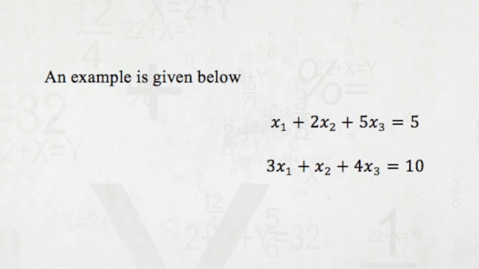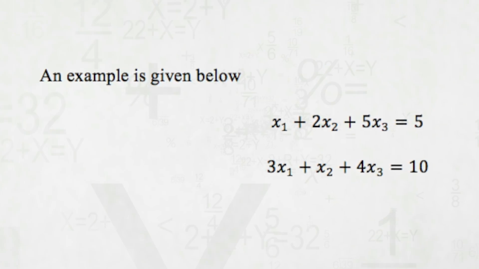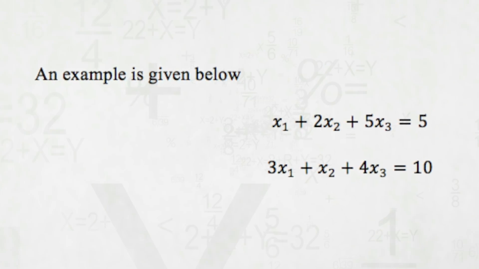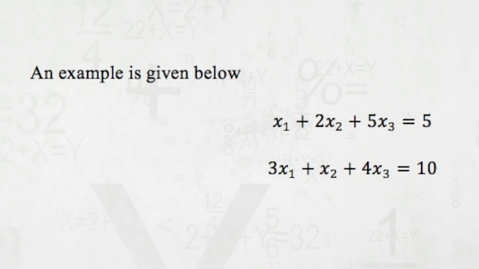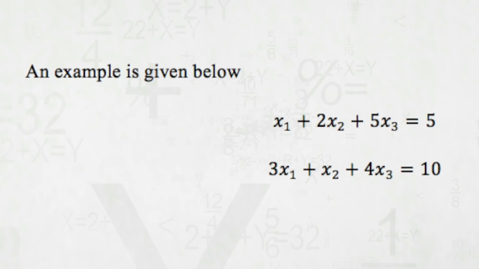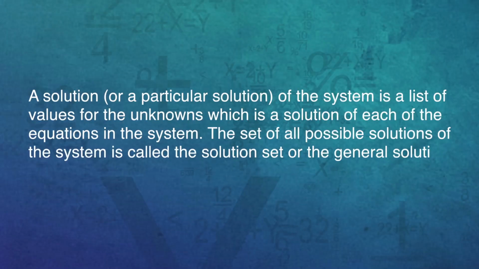We shall see an example now. Consider the system of equations. The first equation is x1 plus 2x2 plus 5x3 is equal to 5, and the next one is 3x1 plus x2 plus 4x3 is equal to 10. Here we have three unknowns and we have two equations. A solution for the system of equations is a list of values for the unknowns which is a solution of each of the equations in the system.